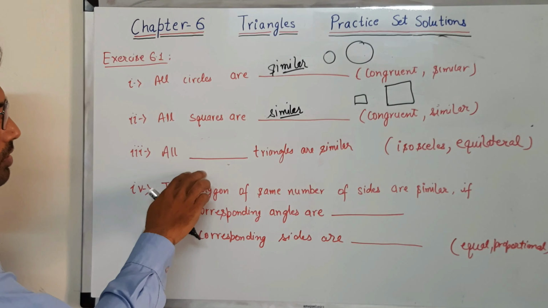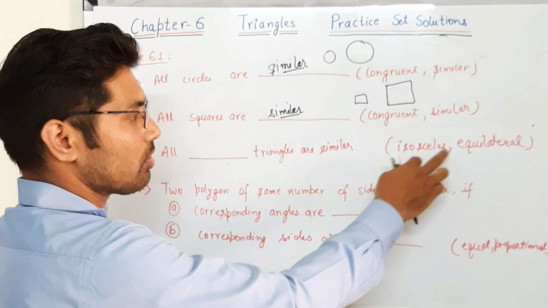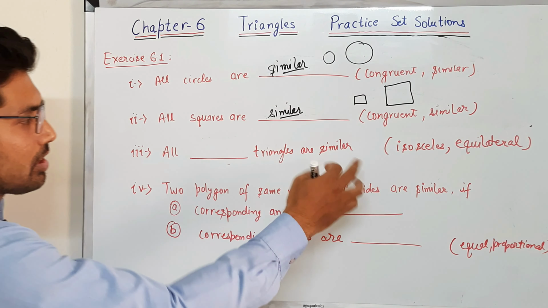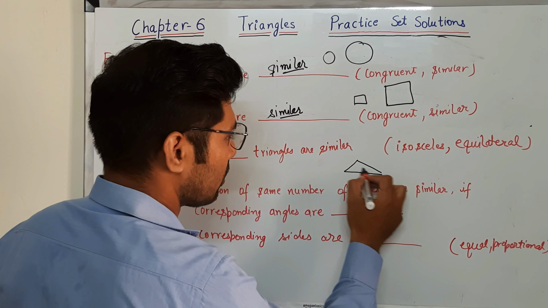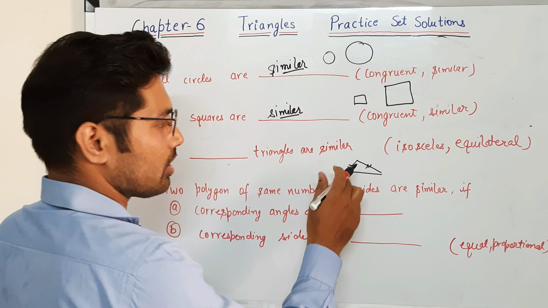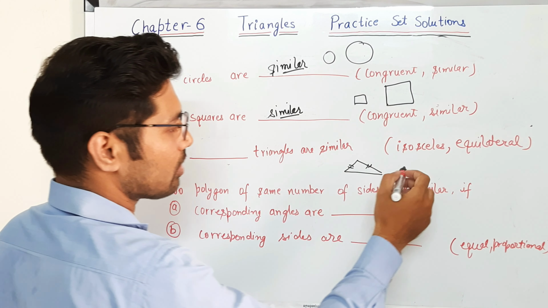Now come to this one. All triangles are similar. Isosceles or equilateral, what can we fill? Let's see isosceles. This is an isosceles triangle. The two sides are equal and these angles are also the same.